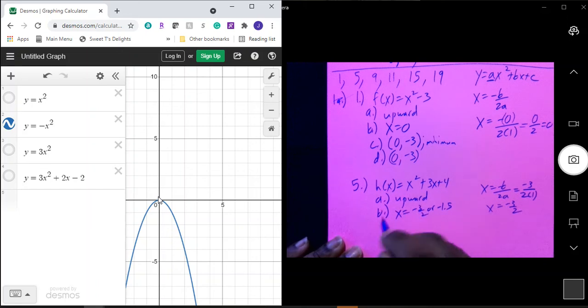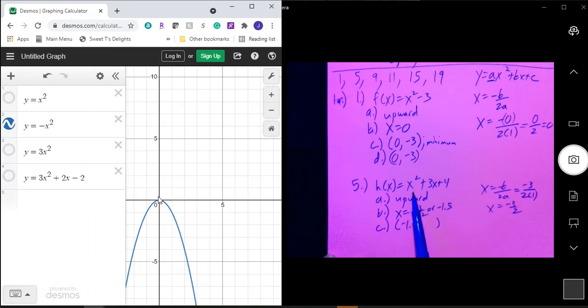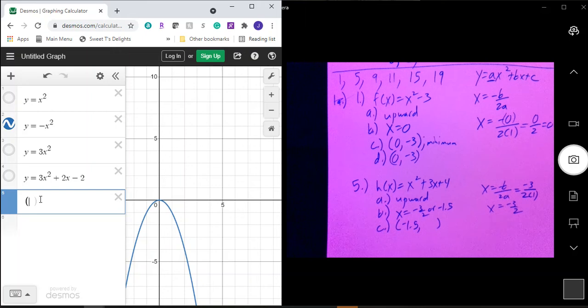That's what x is. Okay, now C, we want the vertex, the turning point. We already have the x value, so let's use the decimal here, negative 1.5. Now all we have to do is find the y value, so we put negative 1.5 in for x here. So we have, in parentheses, negative 1.5, close the parenthesis, and we take that to the second power, plus 3 times the parenthesis negative 1.5, and then plus 4. That gives us a positive 1.75.